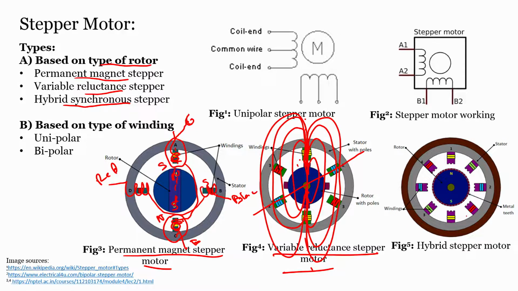Then there is something else called a hybrid stepper motor, which will have a permanent magnet inside it. Also, there will be poles. Here there are soft magnetic poles, right? Similarly, we will have soft iron poles. So, these stepper motors will have the advantages of both the permanent magnet type and the variable reluctance types.